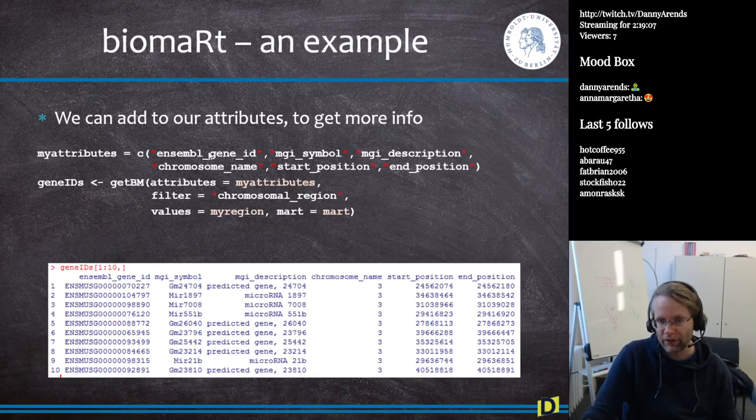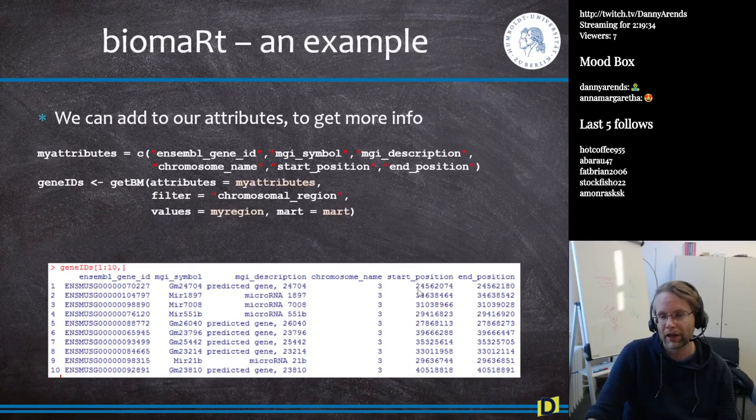So instead of retrieving one attribute, I'm now just going to retrieve multiple attributes. Nothing changes in the call. I just update my variable, call biomaRt again, give it the new attributes that I want to retrieve, give it the filter, and give it the values as well as the mart that I want to search in. And of course, when I look, I get back something which looks like this, right?